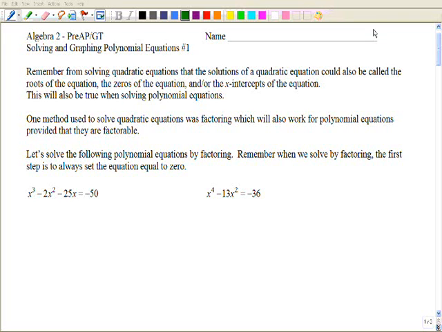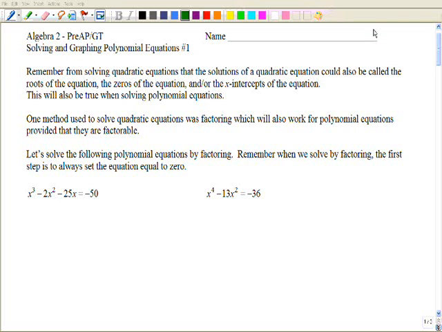Remember from solving quadratic equations that the solutions of a quadratic equation could also be called the roots, or the zeros, or the x-intercepts. So solutions, roots, zeros, x-intercepts, all of these terms are interchangeable. They mean the same thing whenever it comes to solving a quadratic equation. This will also be true when we are solving polynomial equations. So if it says the word zeros, you're also looking at the x-intercept, solutions, or roots. Any of those words are acceptable. They all mean you're doing the same thing.